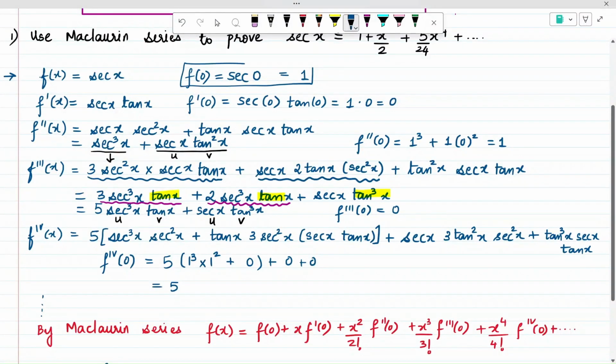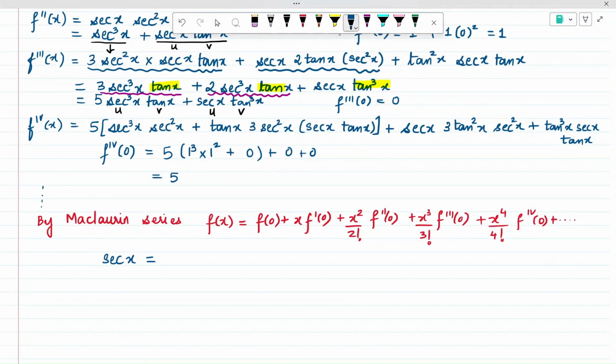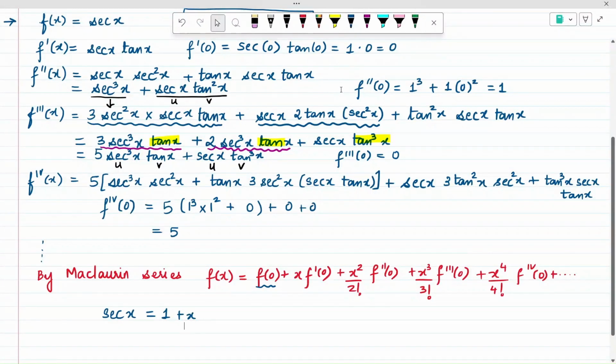f of 0 we have calculated here as 1. So f of 0 की जगह पे 1. x as it is. f dash of 0 is here. Correct now? So that's we've calculated as 0. Then x square by 2 factorial इसके साथ f double dash of 0 यहाँ पे है 1 again.